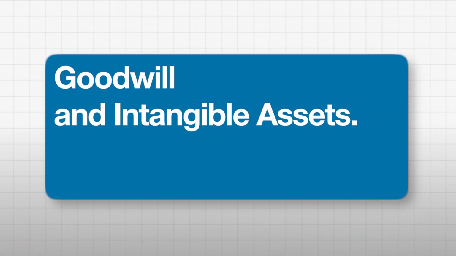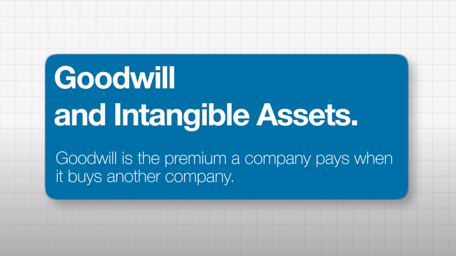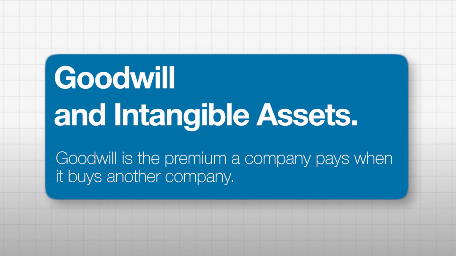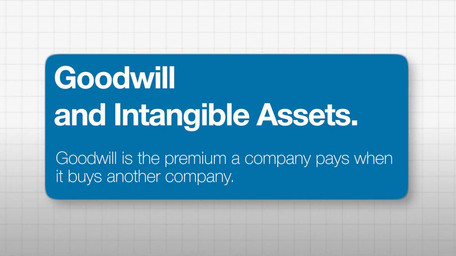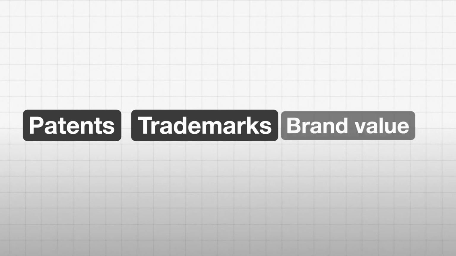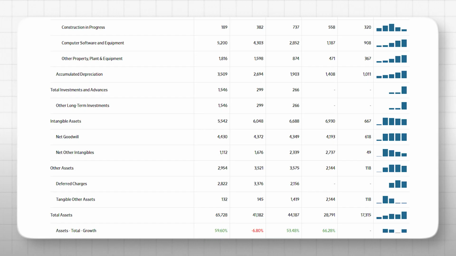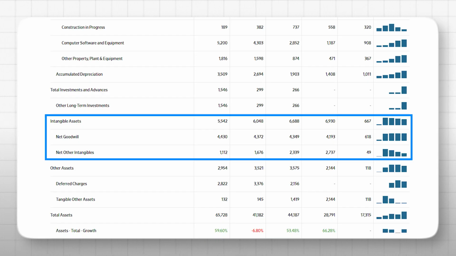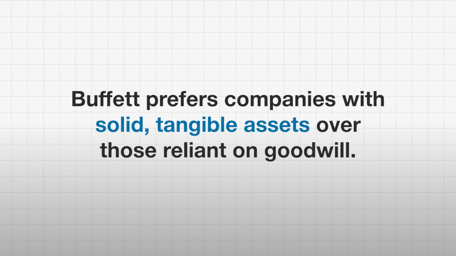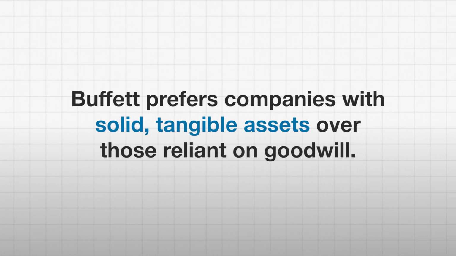Third, goodwill and intangible assets. Goodwill is a premium a company pays when it buys another company. And intangible assets include patents, trademarks, and brand value. Buffett is cautious when looking at goodwill because it only holds value if the acquired company performs well. If the purchase turns out badly, that goodwill could become essentially worthless. The bottom line: Buffett prefers companies with solid tangible assets over those reliant on goodwill.